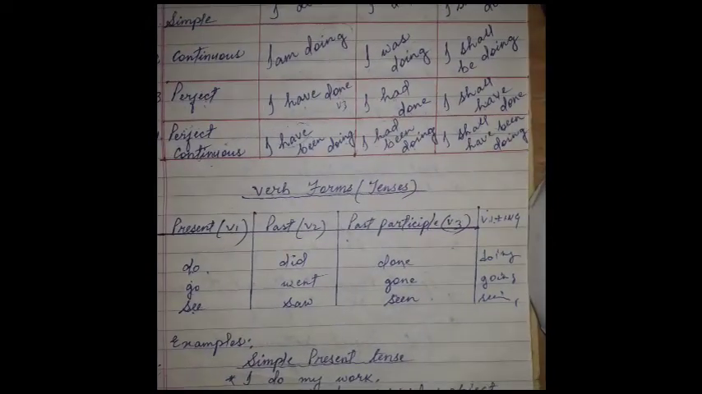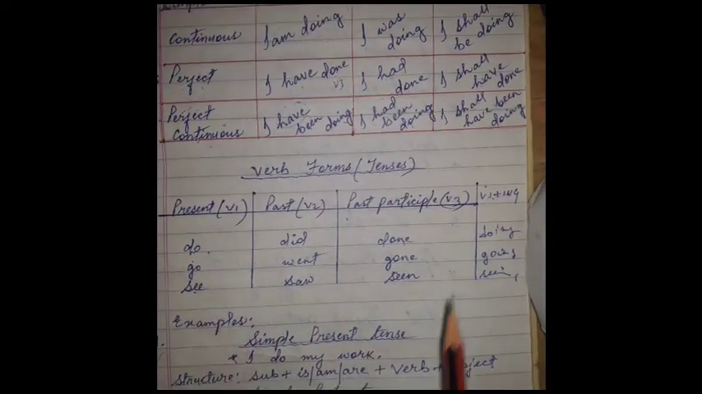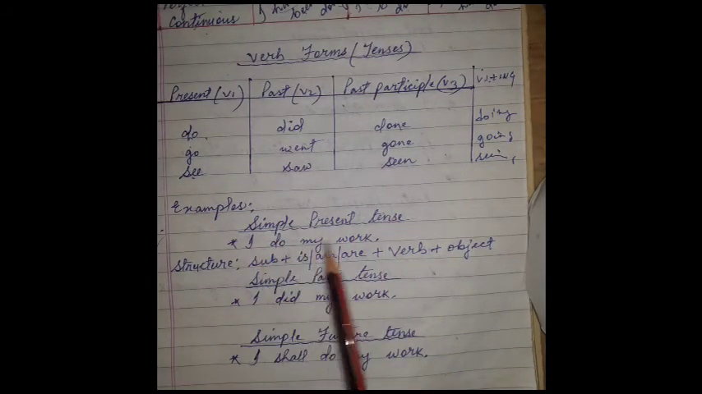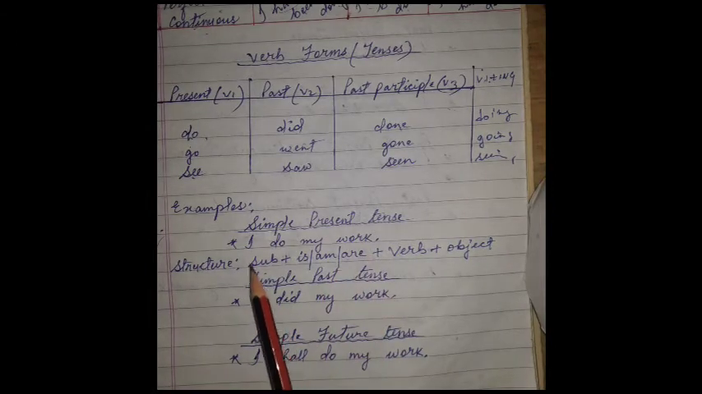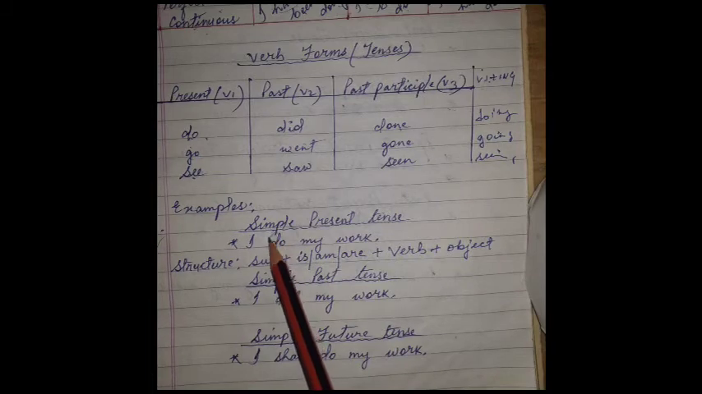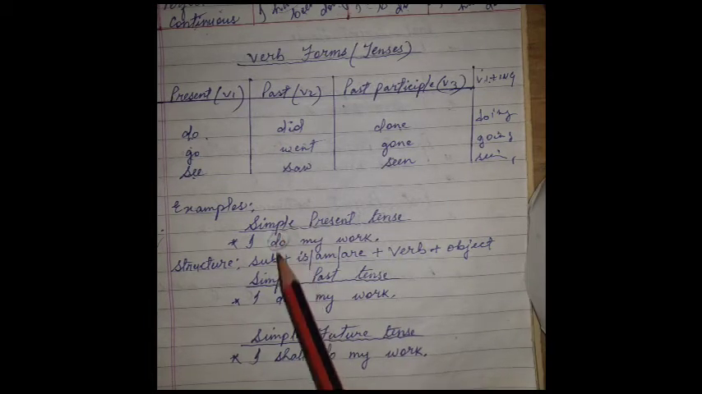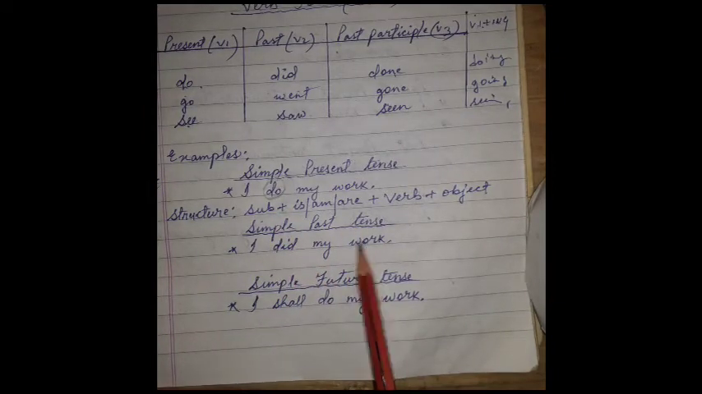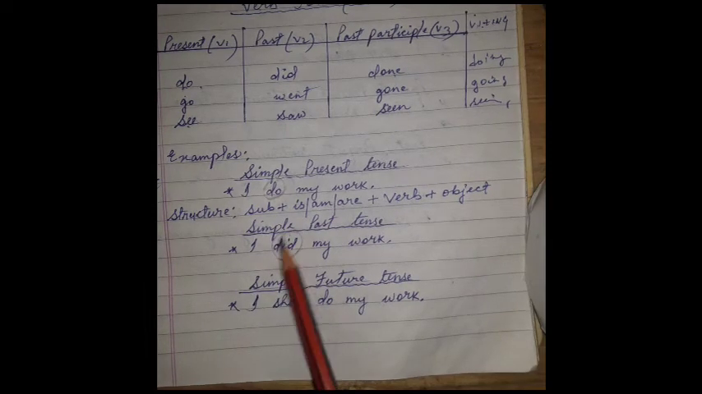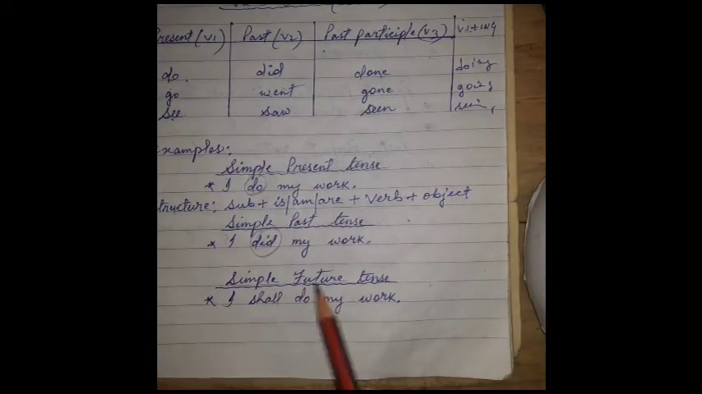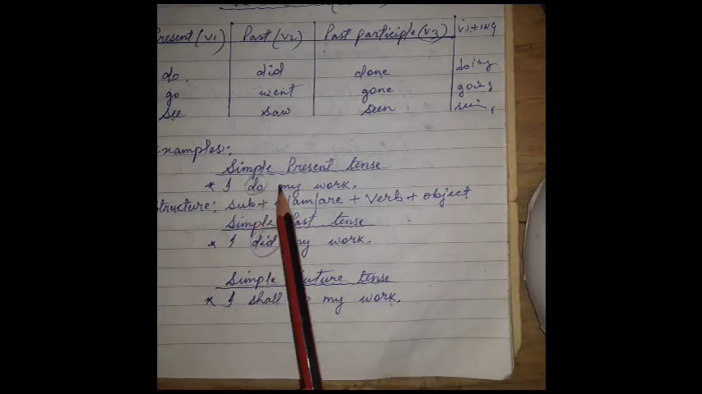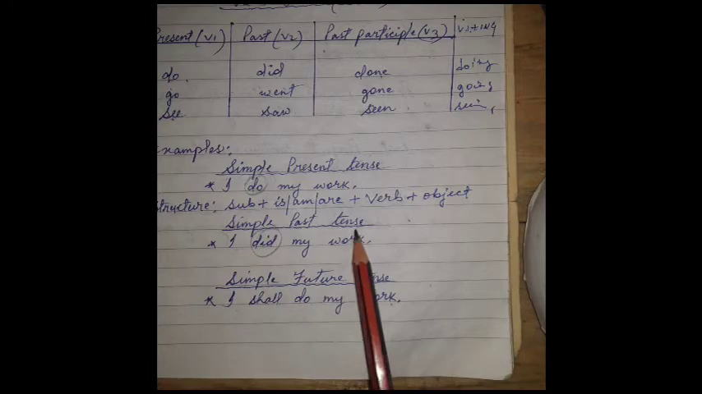If you look here, example: simple present tense. I do my work. This is simple present tense, isn't it? This is a verb, the main verb. And simple past tense, I did my work. V1, V2. This is V2. And simple future tense, I shall do my work. I shall go to school. I go to school. I went to school. For example.